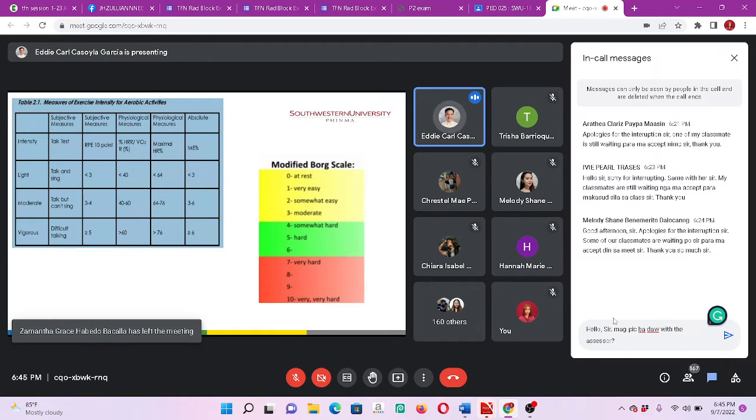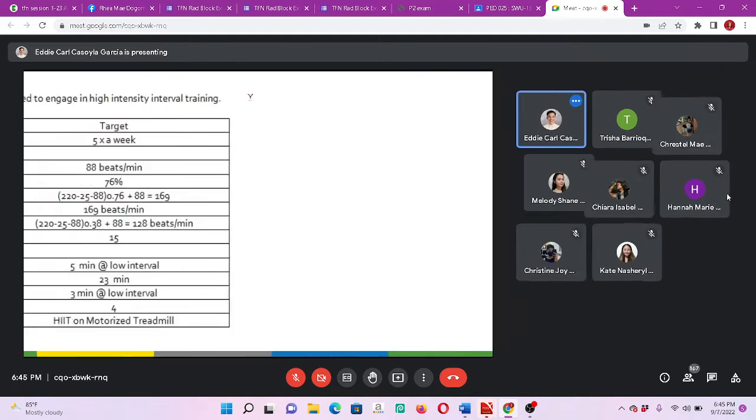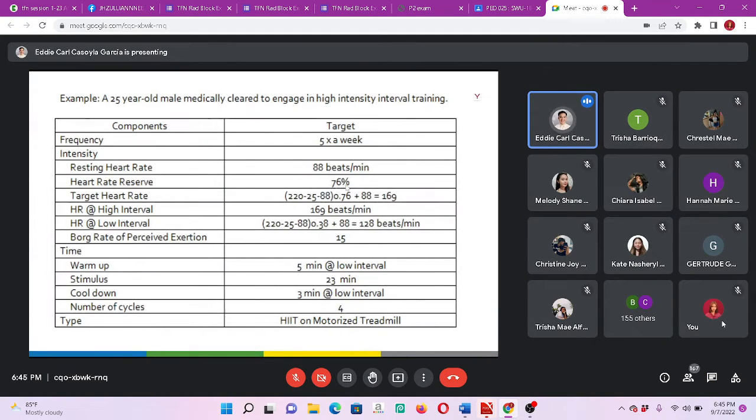Okay, let's continue. So again, the level of intensity based on our example is high or vigorous intensity. So this is column 1. Column 1 is all about the intensity. And after, go to column 5, the maximal heart rate percentage. Okay, so vigorous, 76. There you go. So that's why it's 76%.